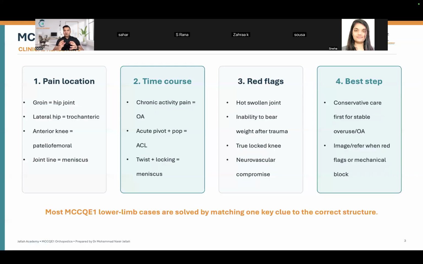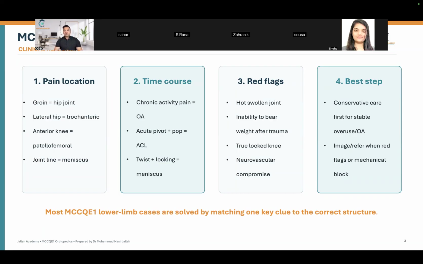So if you have somebody who has chronic knee pain, and now the patient also has a locking knee and crepitus, then it might be the meniscus due to the degeneration that happened as a result of the osteoarthritis. But in a young adult, it may happen during intense exercise, or due to injuries, like a motor vehicle accident. Red flags: hot swollen joint, inability to bear weight after trauma, true locked knee.